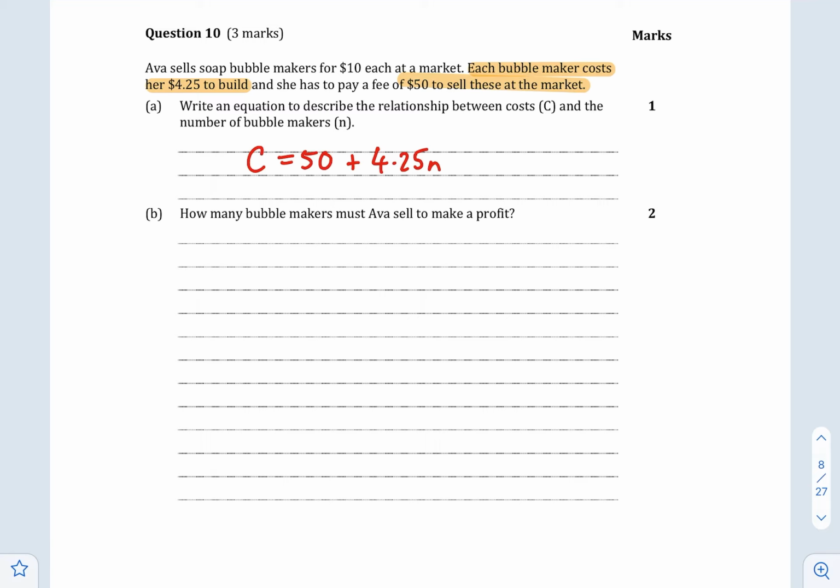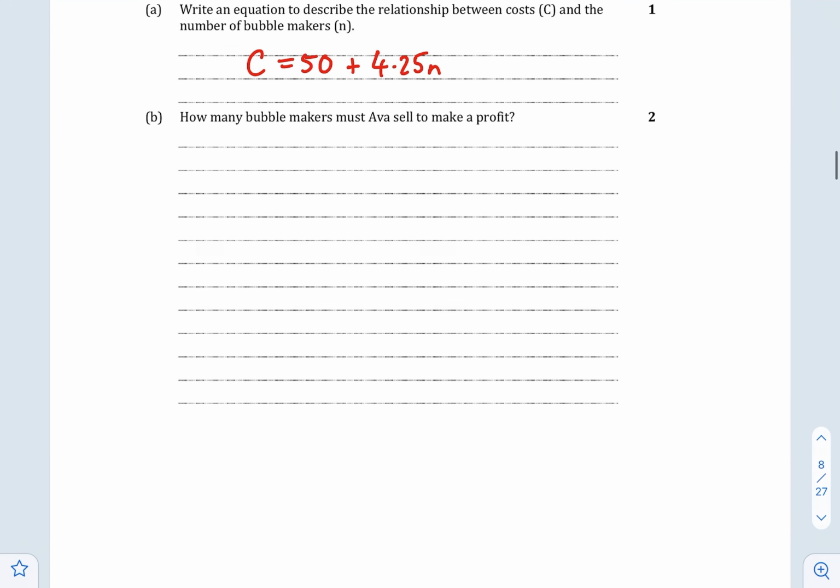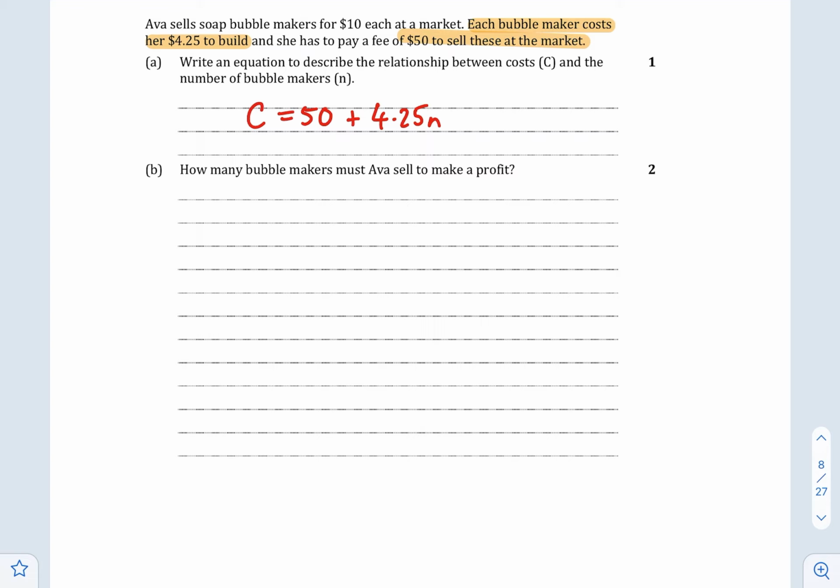Next, B says, how many bubble makers must Ava sell to make a profit? Now, this is where we're talking about break even. There's a couple of ways to go about this. You could use trial and error. If you use trial and error, you could be really fast, or it could take a long time. It depends.